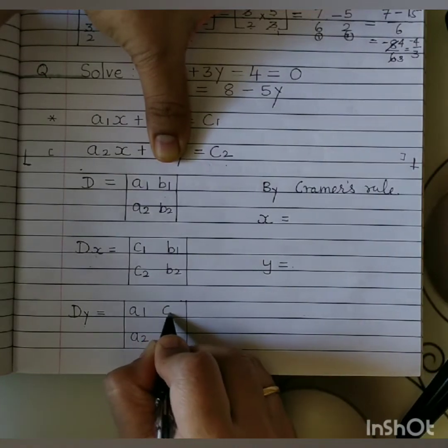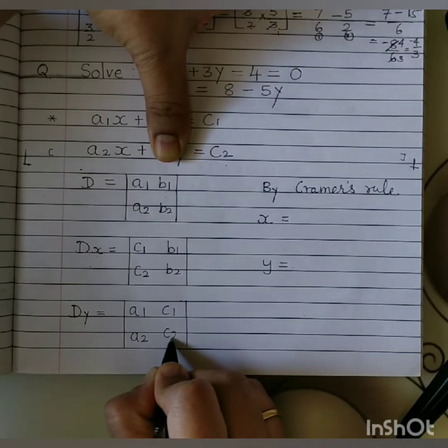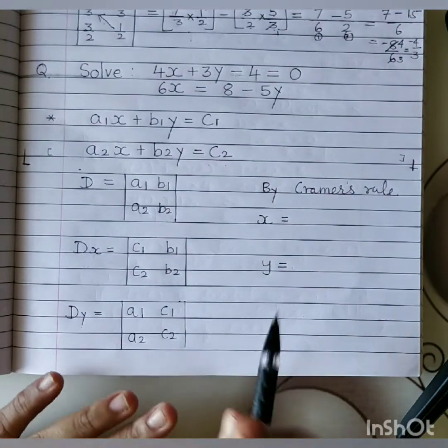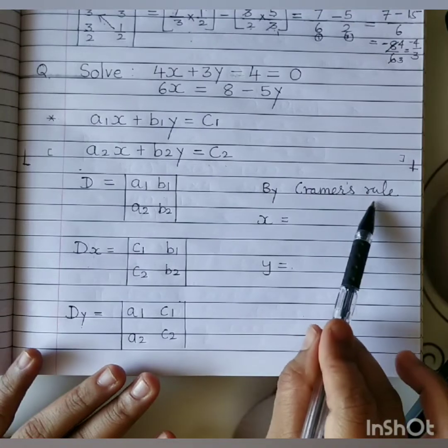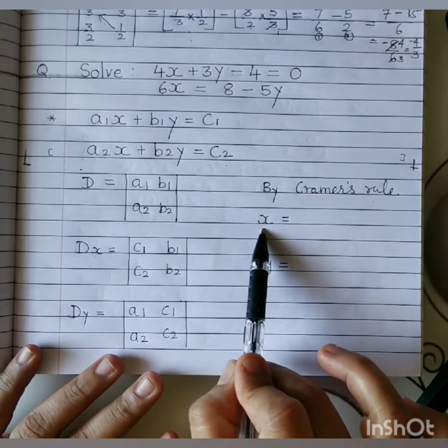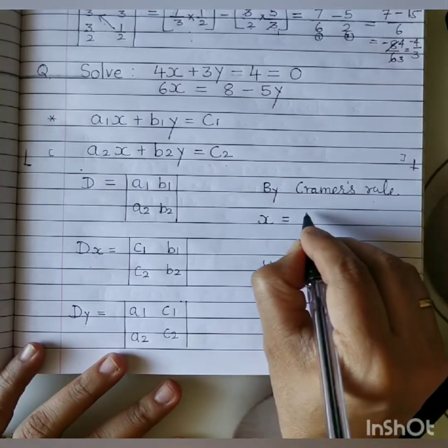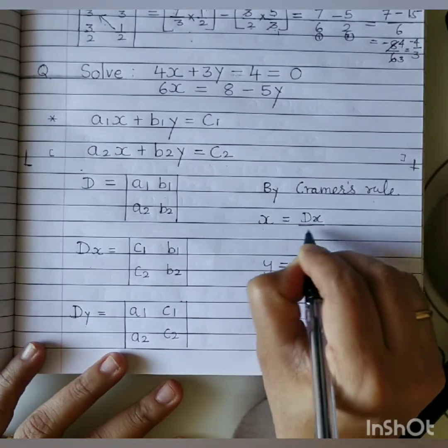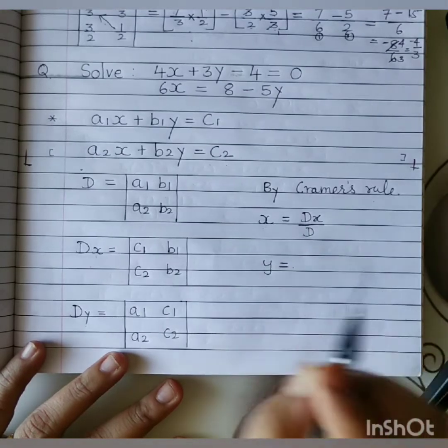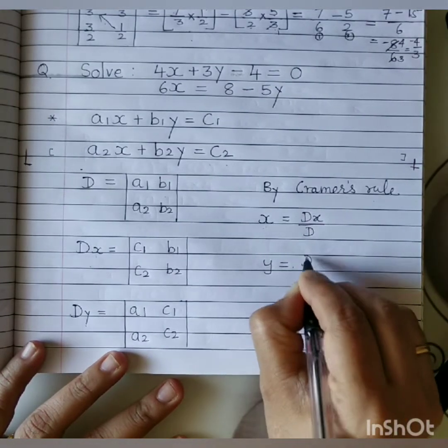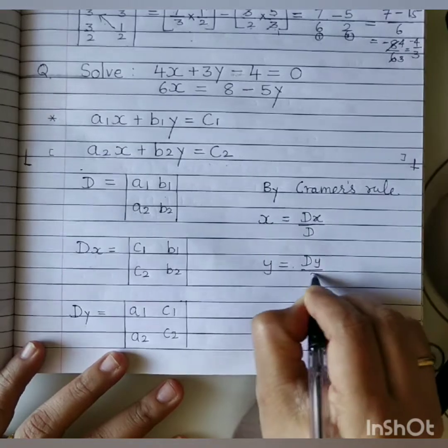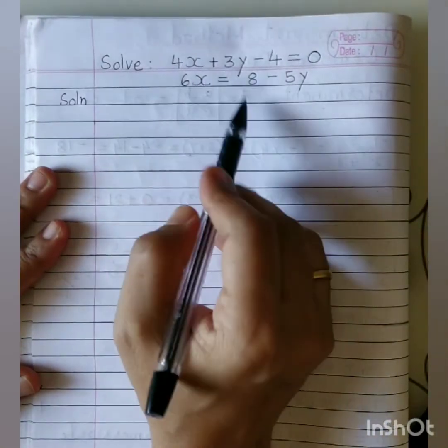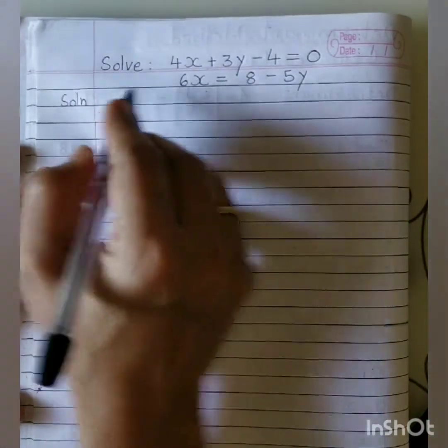So I will be writing here c1, c2. This is how the three determinants, very easy way you can frame. Then what Cramer's rule tells us is the value of variable x will be the value of determinant dx upon d. This is how we are going to use Cramer's rule. And y is what? dy upon d. Now let us see how to solve this equation using Cramer's rule.